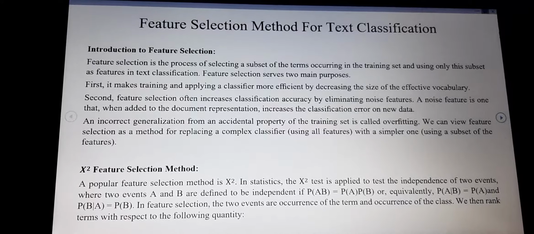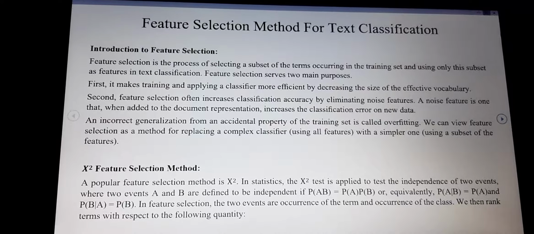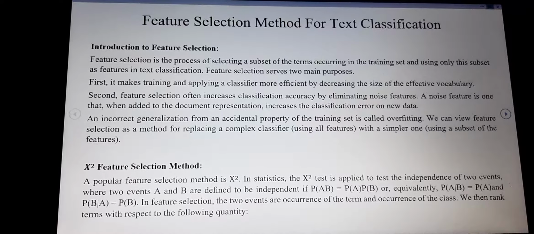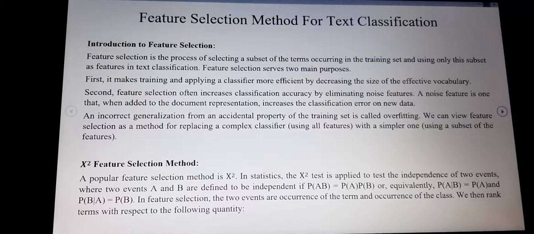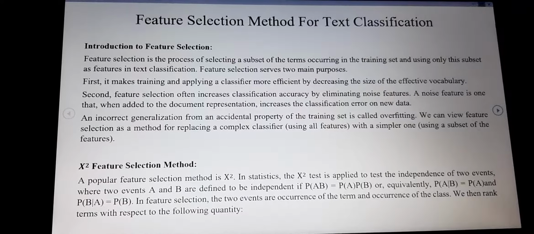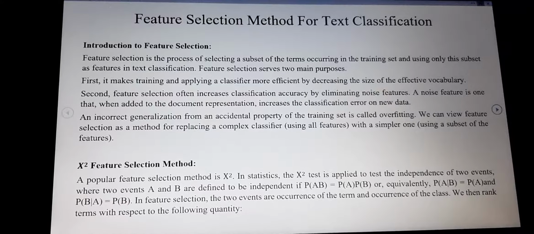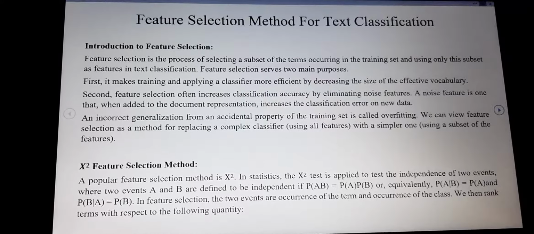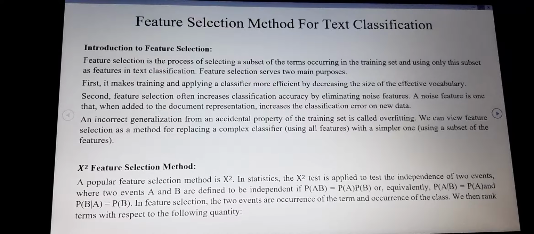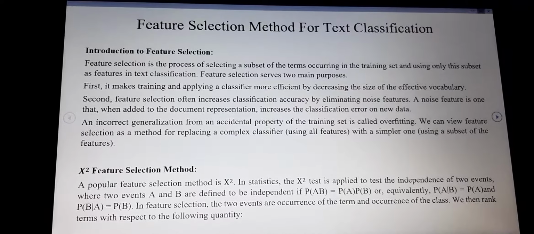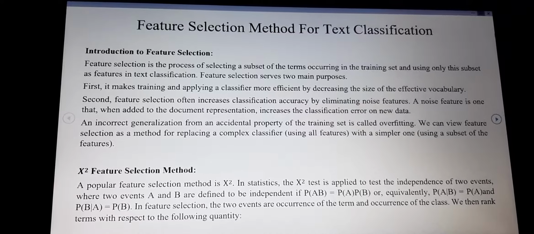Feature selection serves two main purposes. First, it makes training and applying a classifier more efficient by decreasing the size of the effective vocabulary. Secondly, feature selection often increases classification accuracy by eliminating noise features. A noise feature is one that, when added to a document representation, increases the classification error on new data.